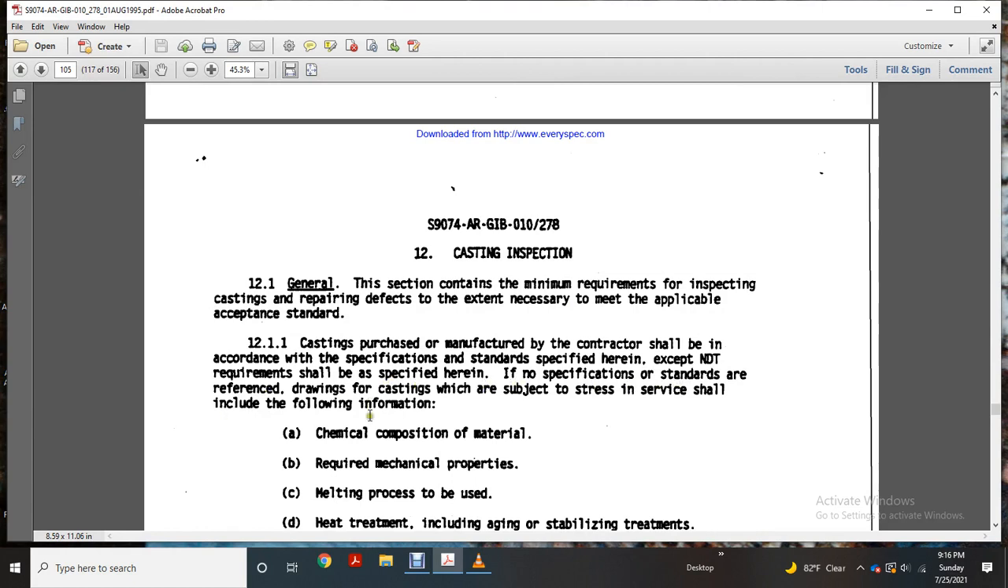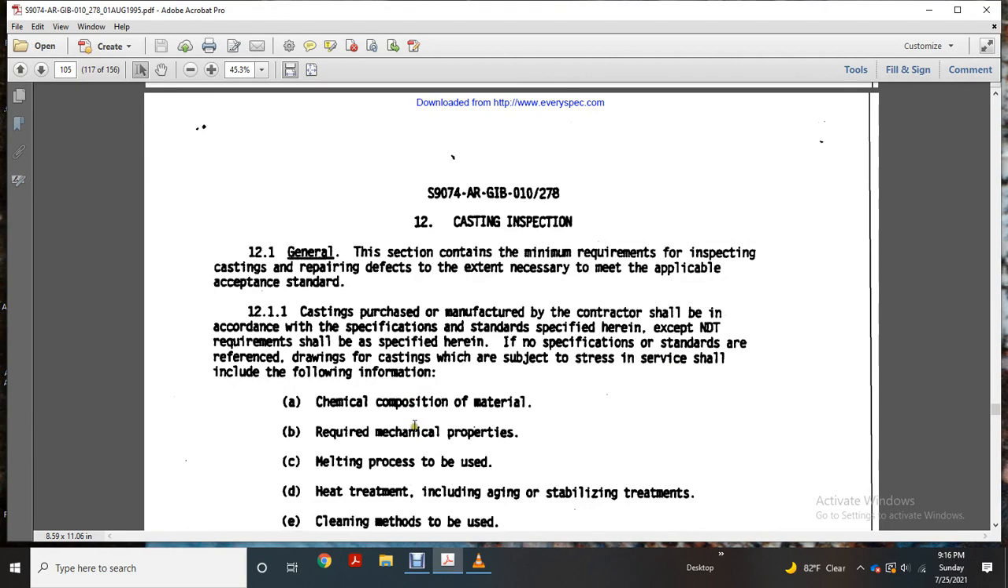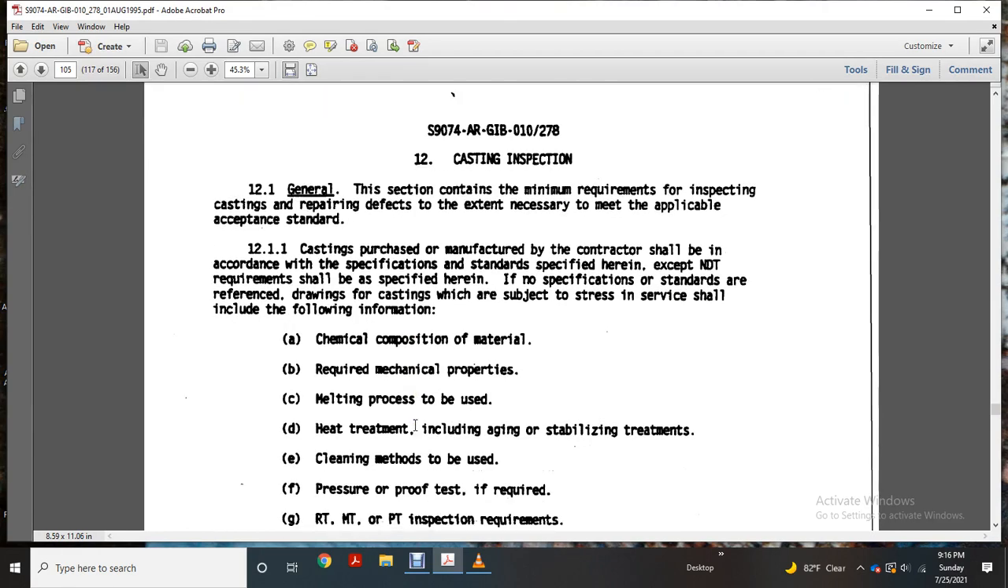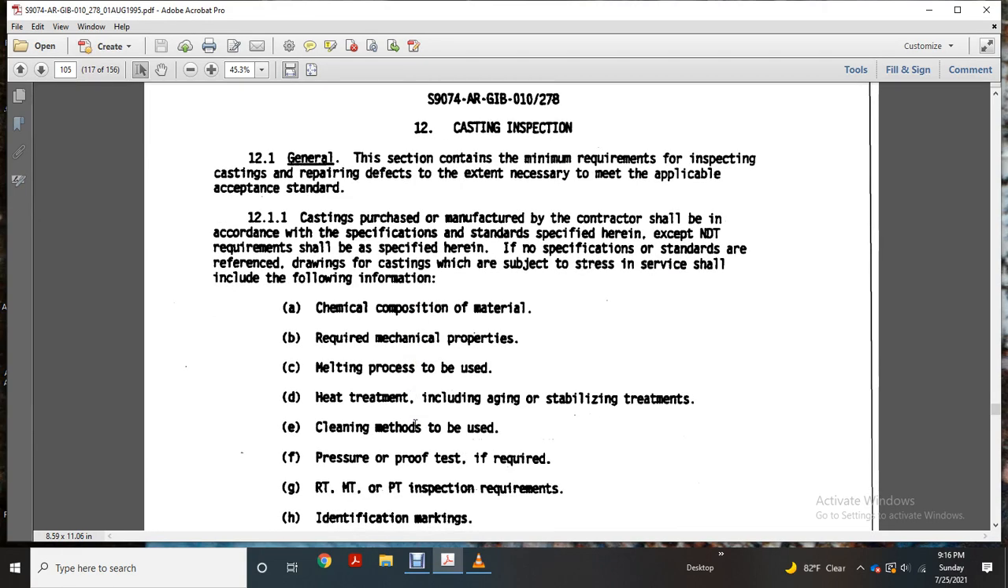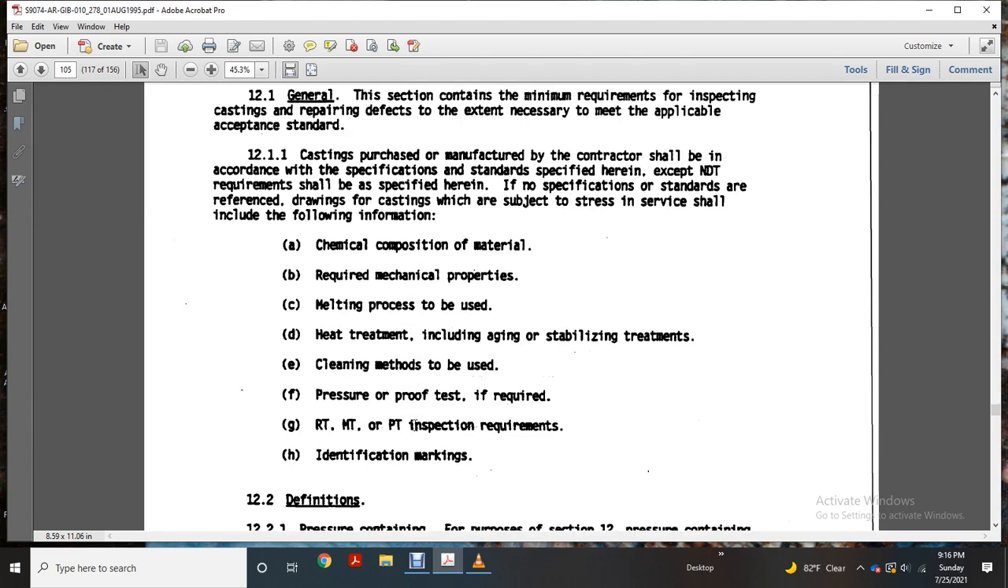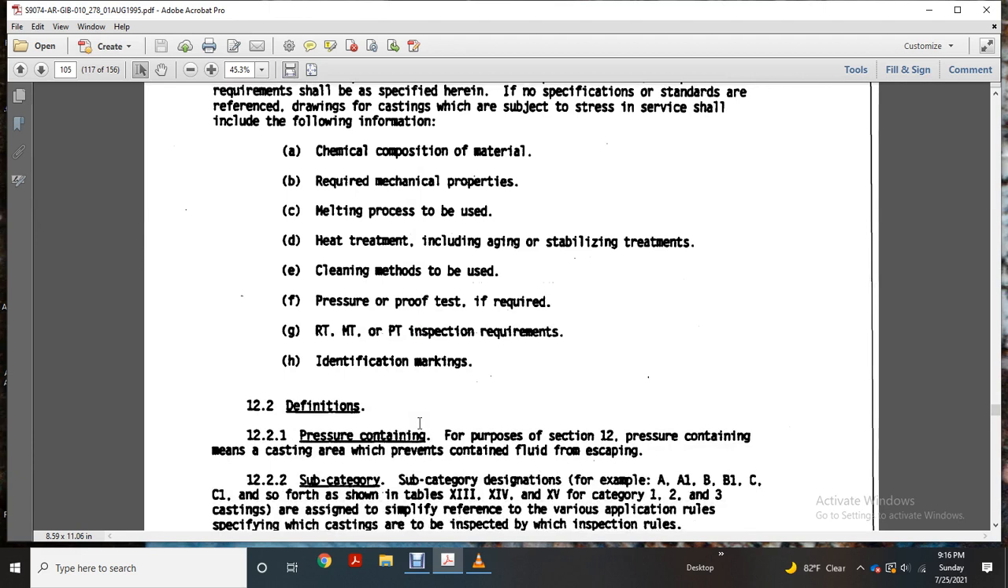The specifications, standards or reference drawings for castings which are subject to test and surface inspection shall include the following information: chemical composition, material required, mechanical properties, melting process, the heat treatment, including aging and stabilizing treatment, cleaning method to be used, pressure proof test, if required, radiological and magnetic particle inspection requirements, and identification markings.